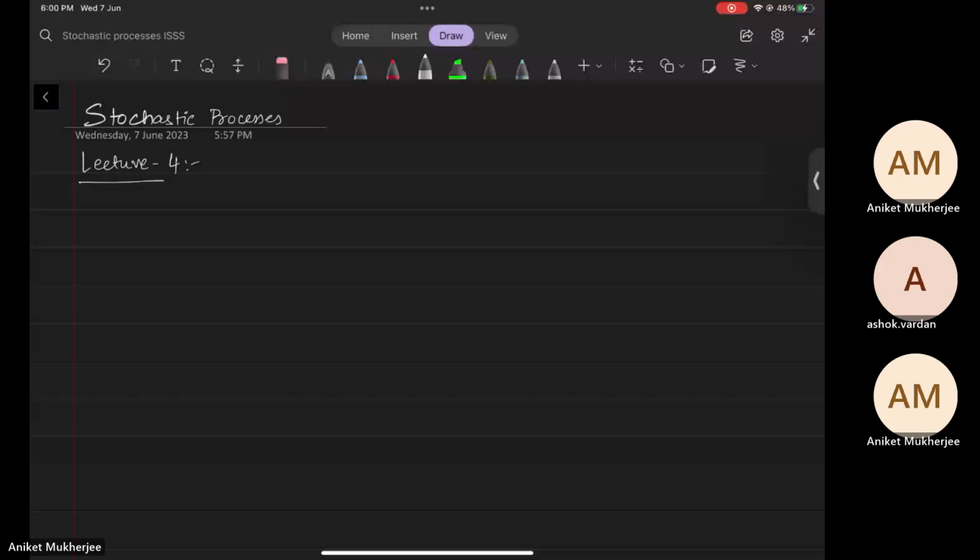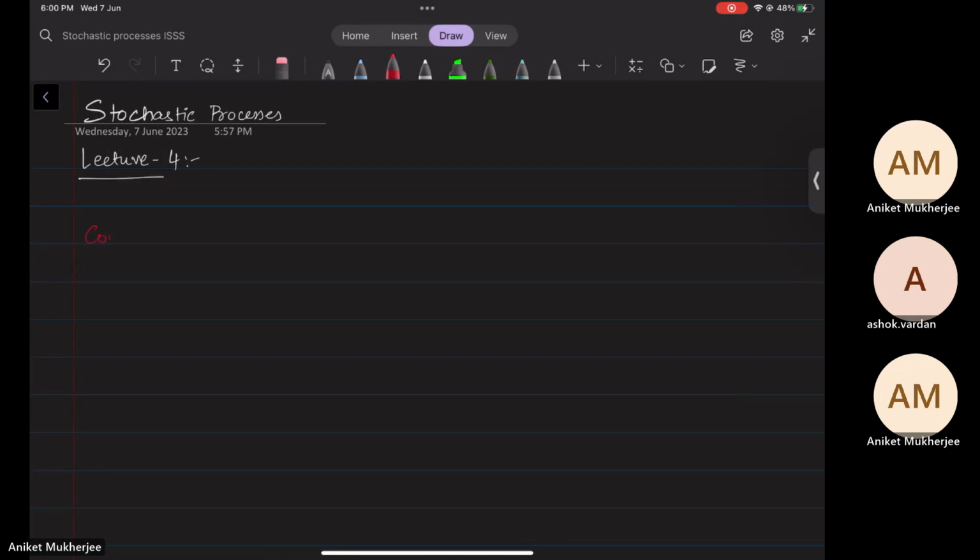Start the fourth lecture of stochastic process. So today we'll cover concepts on convergence of random variables, and some limit theorems. Limit theorems being the law of large numbers and central limit theorem.